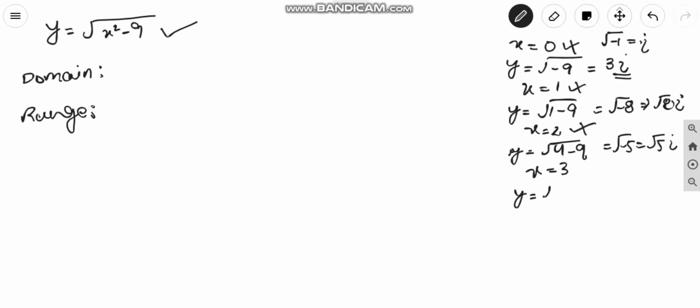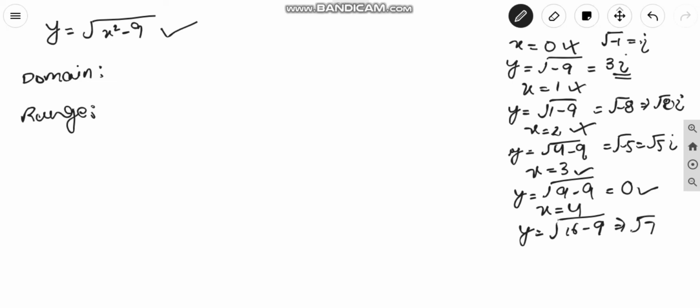So let's see, 3 square is 9, 9 minus 9 is 0, that is a real number. So we can put the number 3 and greater than 3. Let's suppose 4, that is 4 square 16, 16 minus 9, that is square root 7. This is again a real number, so we can put a number 3 or greater than 3 into our function.